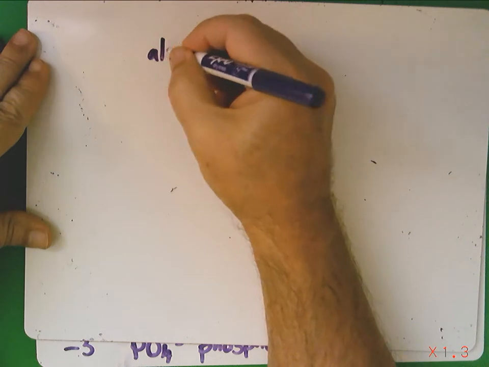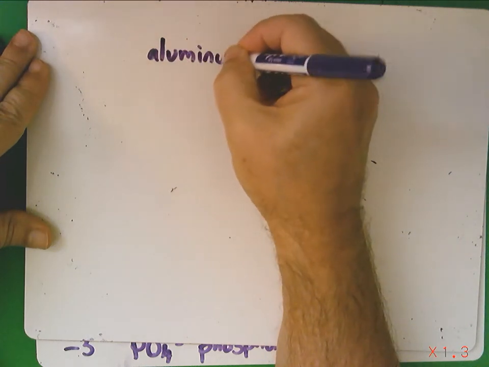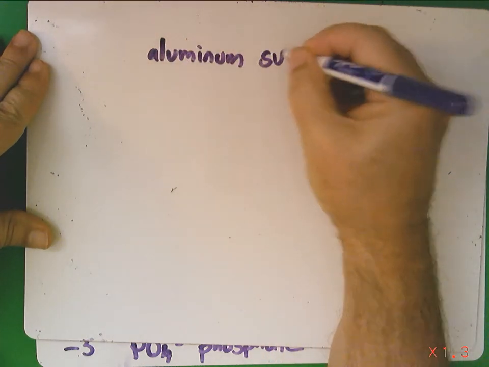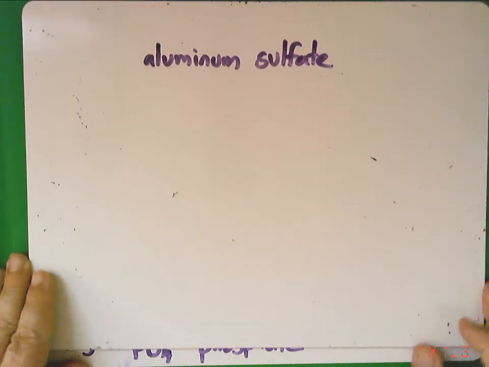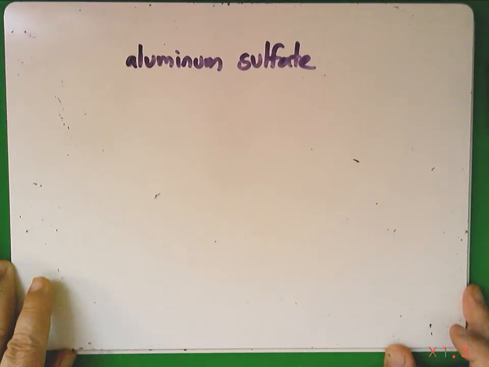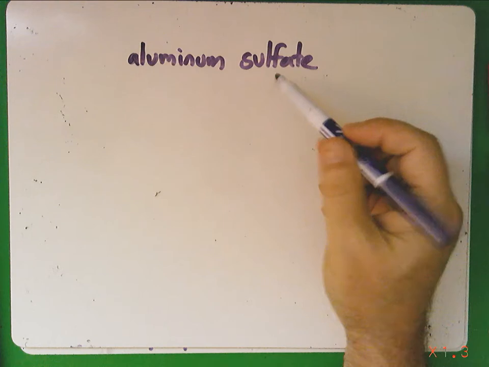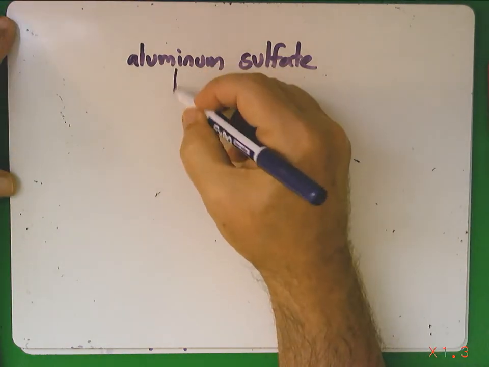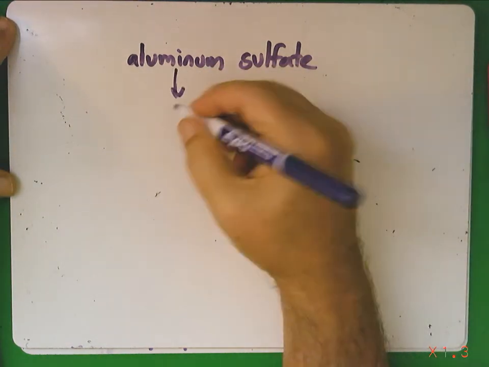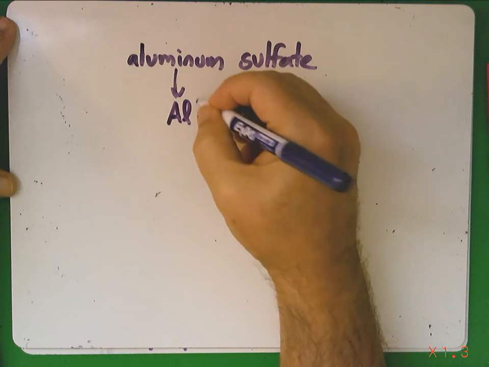Aluminum sulfate, which is used in a lot of different applications that involve water purification. So if I have aluminum sulfate, I am going to try to write down the formula for this. I'm going to write down the formulas for the ions.